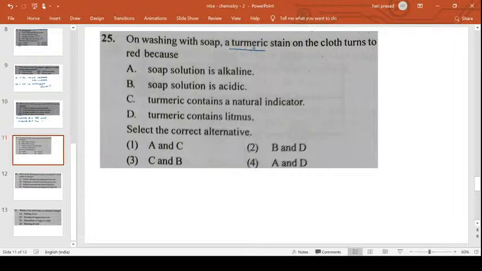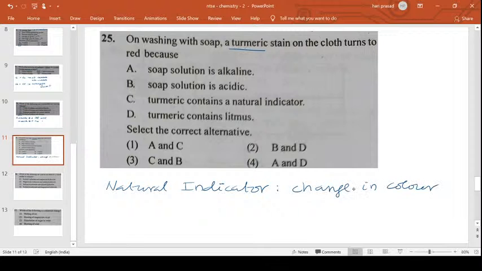Here turmeric is given. Turmeric is a natural indicator. What is an indicator? It will show change in color if pH changes. pH tells the extent of acidic nature and the extent of basic nature. Okay.